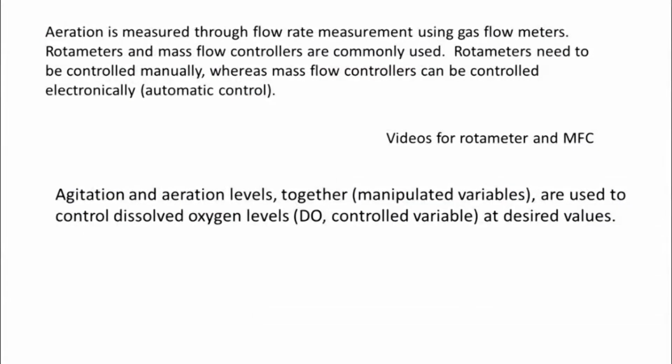And agitation and aeration levels together, both manipulated variables, are used to control the dissolved oxygen levels at certain desired values. Okay, so when you're looking at DO control, then agitation and aeration levels become the manipulated variables. They themselves are monitored and controlled, but taken together they also determine the DO value. Agitation and aeration can also cause shear stress on cells. We will look at that in some detail later.